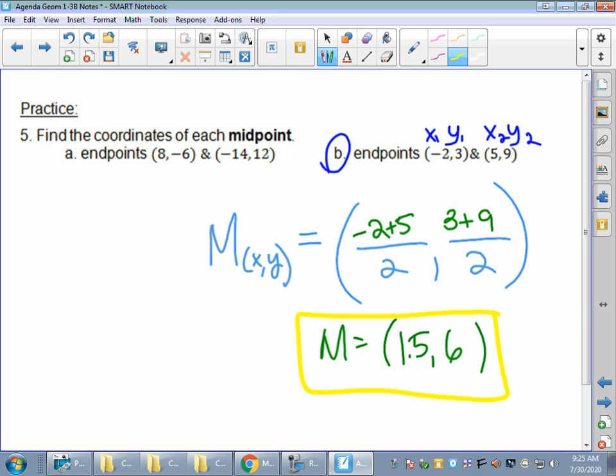Can you have an ordered pair with a decimal in there, 1.5, 6? Of course you can. It's directly in between 1 and 2. All right.